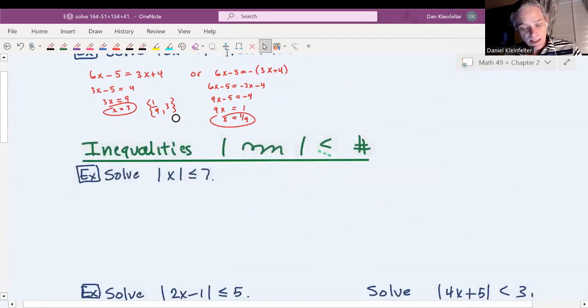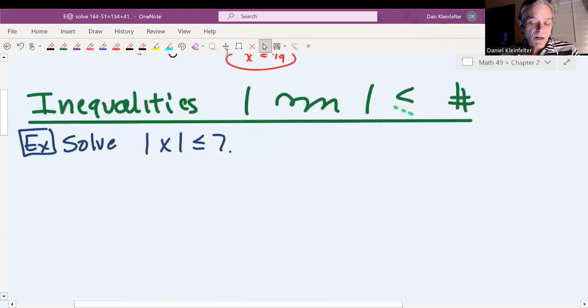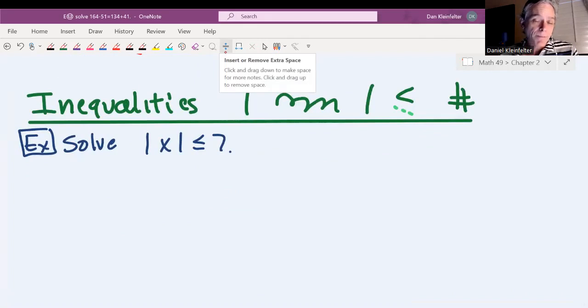The first type that we'll consider will be the kind where you have absolute value of something is less than or equal to some number. Less than or equal to or less than some number. So let's try. The absolute value of x is less than or equal to 7.